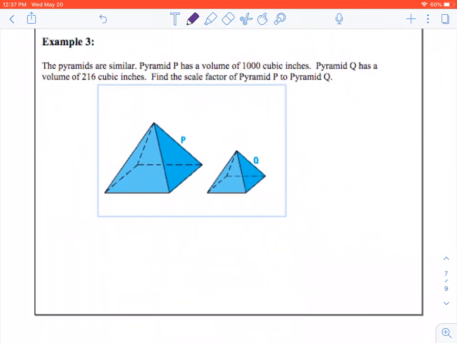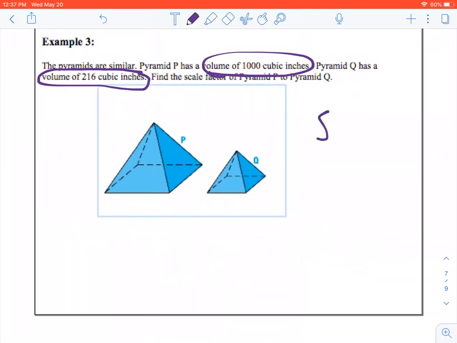In example 3, it says your pyramids are similar. Pyramid P has a volume of 1,000 cubic inches. Pyramid Q has a volume of 216 cubic inches. It says find your scale factor of Pyramid P to Pyramid Q. Well, if you needed to go through and find, I got my words mixed up there. Now I have volume being 1,000 and volume being 216.